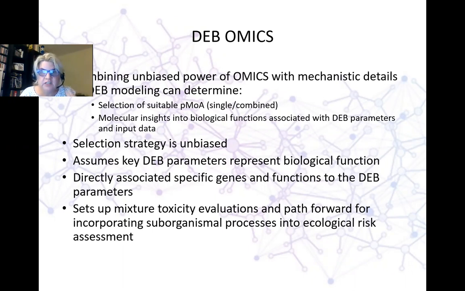The selection strategy is unbiased, and it assumes that these key DEB parameters represent biological function and directly associate specific genes and functions to the DEB parameters. And this is great because it helps us set up these mixture toxicity evaluations and a path forward for incorporating a lot of these suborganismal processes into ecological risk assessment.